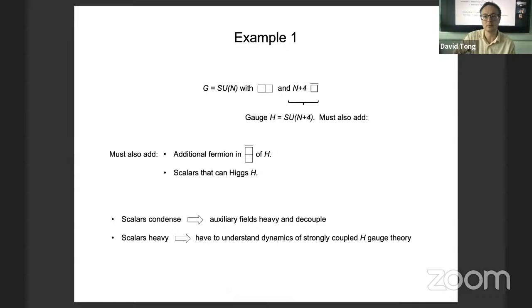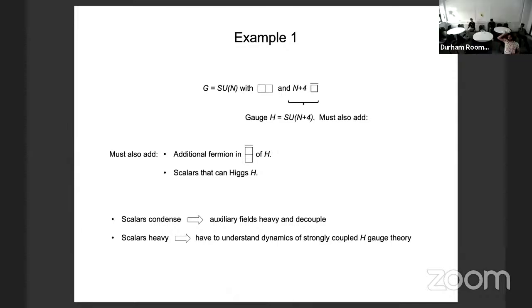Slava. Yeah, I just wanted to make sure this new gauge theory H is also a chiral gauge theory, right? It is in this case. It won't be in later examples, but in this example it is, yeah.